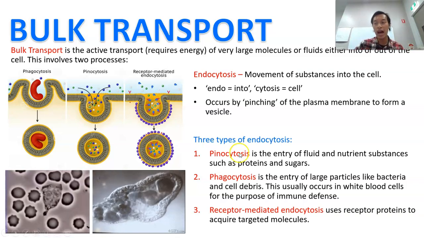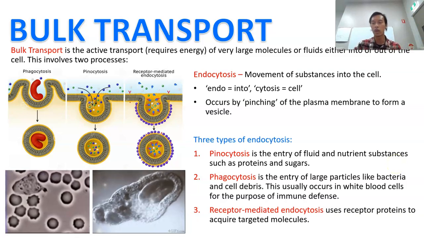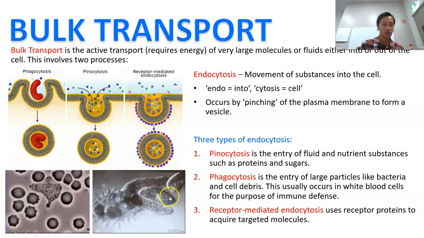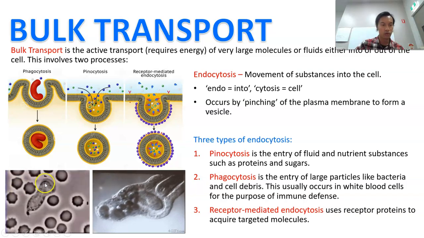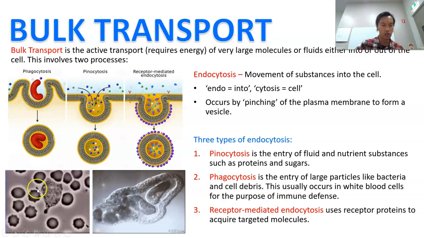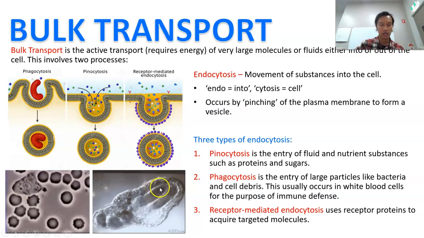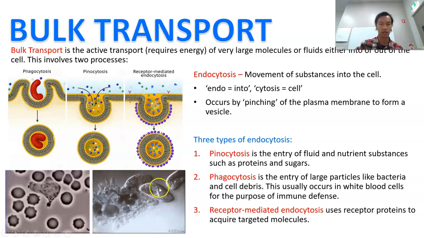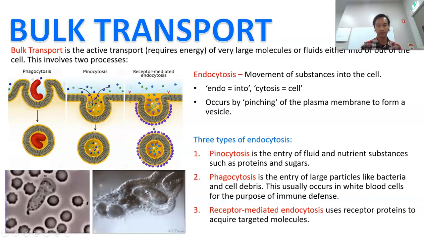Phagocytosis is the entry of large particles like bacteria and cell debris, right? This usually occurs in something like white blood cells for the purpose of immune defense, right? Here is an example of a white blood cell eating a piece of bacteria, which sucked it in via endocytosis or phagocytosis and absorbed it. Here is the white blood cell eating the bacteria, and the bacteria realizing it's getting eaten and going absolutely nuts. Sorry, this is an amoeba, not a white blood cell. Okay.